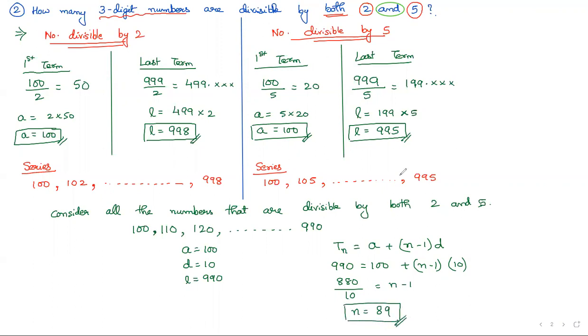If you want, you can just write down 89 terms. There are 89 terms in the 3-digit numbers divisible by both 2 as well as 5. So you need to take the intersecting numbers. Okay, 'and' means intersection. 'And' implies intersection.